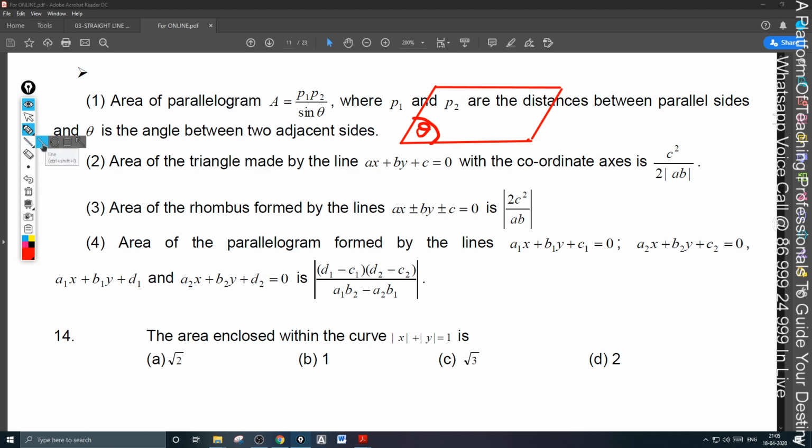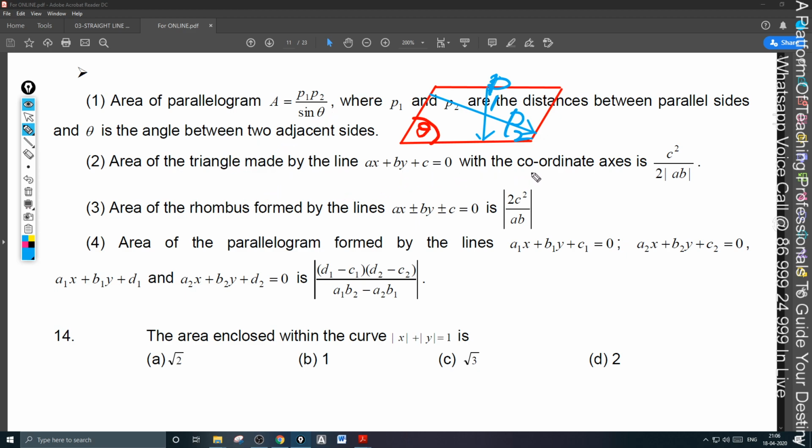And the distance between P1 and P2 are the distances between parallel sides, perpendicular, please. This is P1, this is P2, and this is theta. If this data is there in the question, then the area of the parallelogram is got by P1 P2 by sin theta, that is, P1 P2 divided by sin theta.